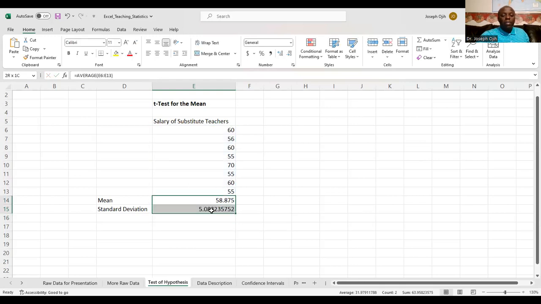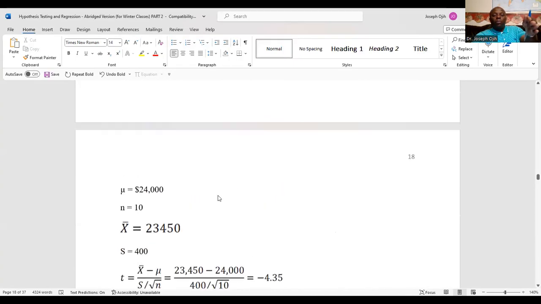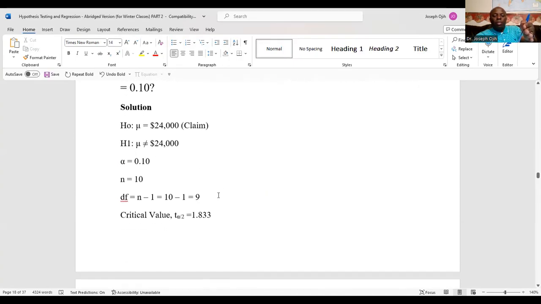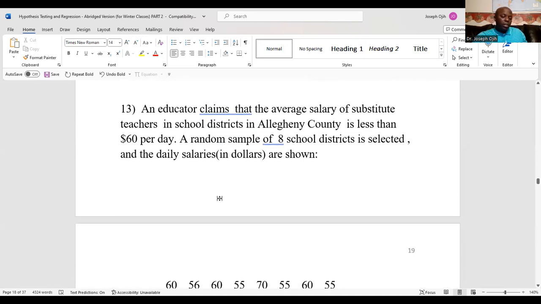Now you can make them 2 decimal places. Highlight them. This is where you choose decimal places; decrease is right here. So 58.9 for the mean, and sample standard deviation is 5.1. And with that, you can now proceed for this type, following the same method and all the steps that we followed here. Since now you have the mean and the standard deviation, you get your answers.